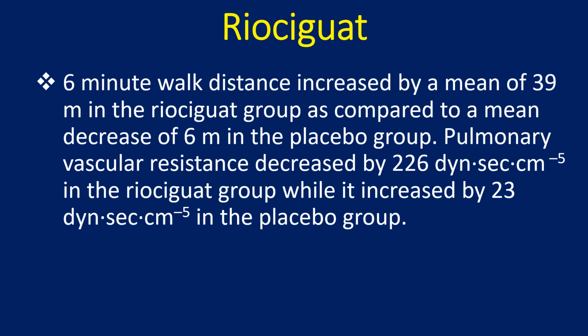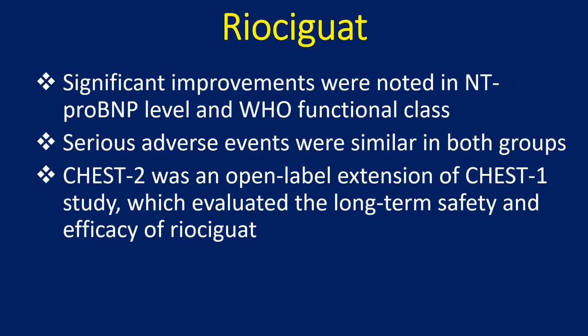Pulmonary vascular resistance decreased by 226 dynes second centimeter to the power of minus 5 in the riociguat group, while it increased by 23 dynes second centimeter to the power of minus 5 in the placebo group. Significant improvements were noted in NT-proBNP level and WHO functional class. Serious adverse events were similar in both groups.